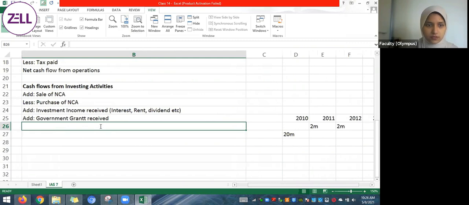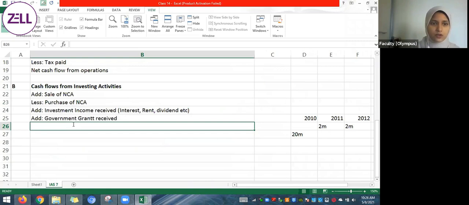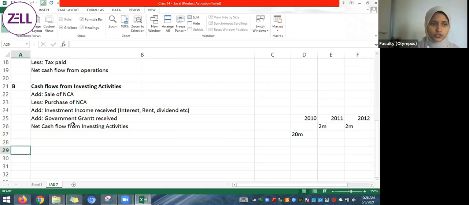So anyway, do you all understand till here? Okay, so after this point, you get your net cash flow from investing activities. Section B is over. Section B is short and on the easier side also. Now coming to section C, what section remains now?